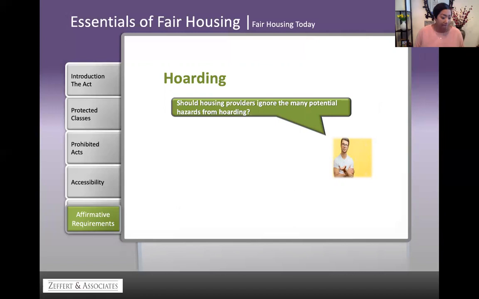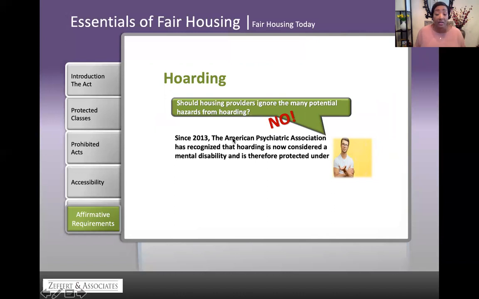Let's look at hoarding. Okay, hoarding is another one that falls under a disability according to the Fair Housing Act. How should housing providers ignore the many potential hazards from hoarding? No, we can't ignore it. It is very important. It is a real thing. It can be very serious, and we have to look out for our residents, and we have to keep the property decent, safe, and sanitary.